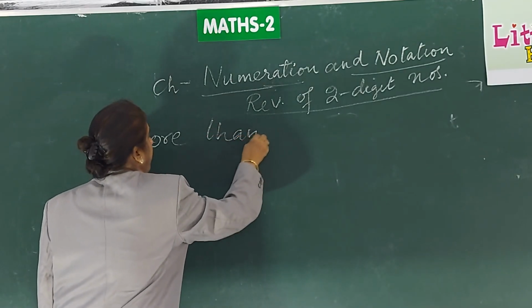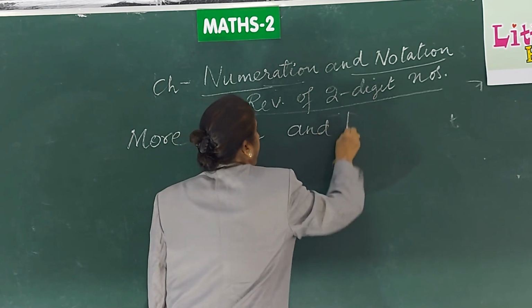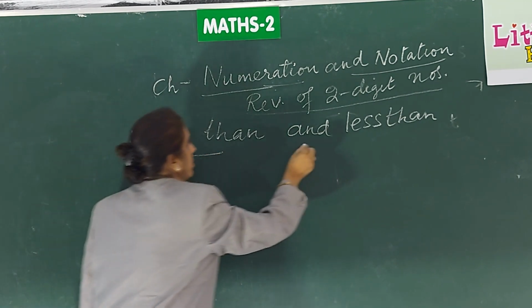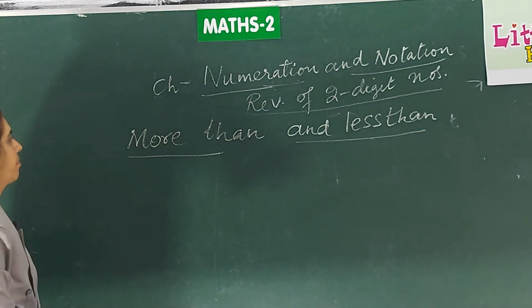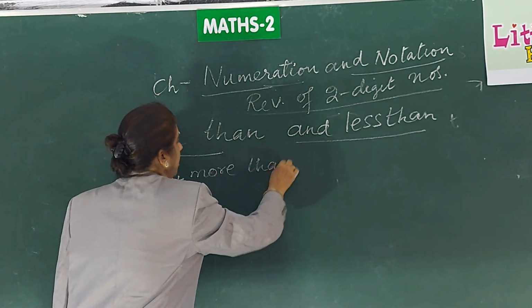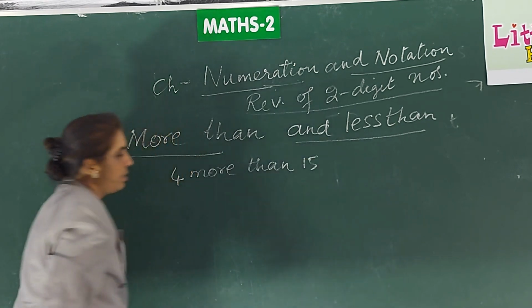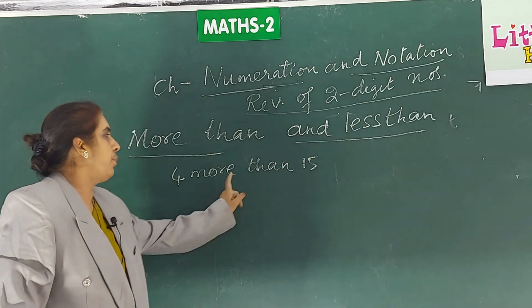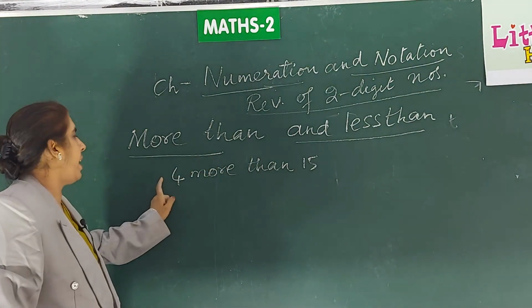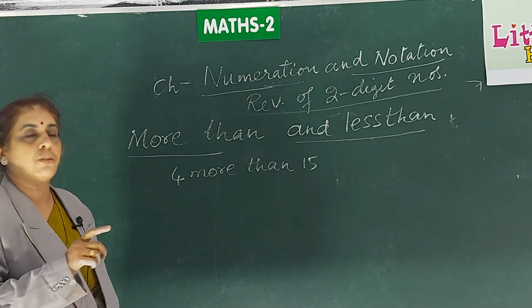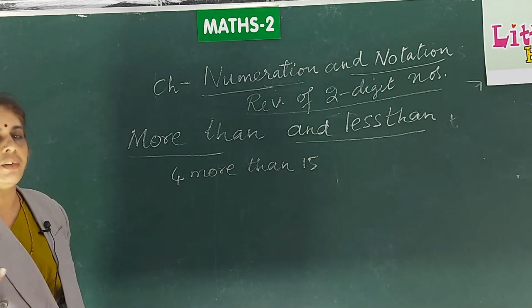More than and less than. Four more than 15. See children, your brother had four chocolates more than you. You have 15 chocolates and your brother had 4 more than 15. How will you count that? You just have to count forward. You have to go for forward counting.